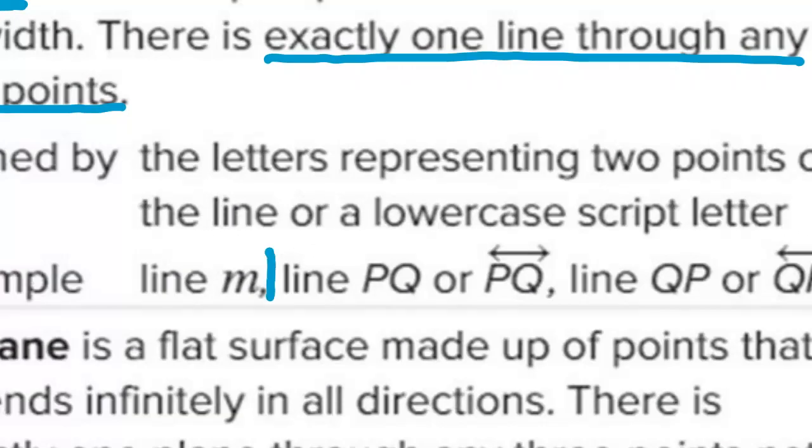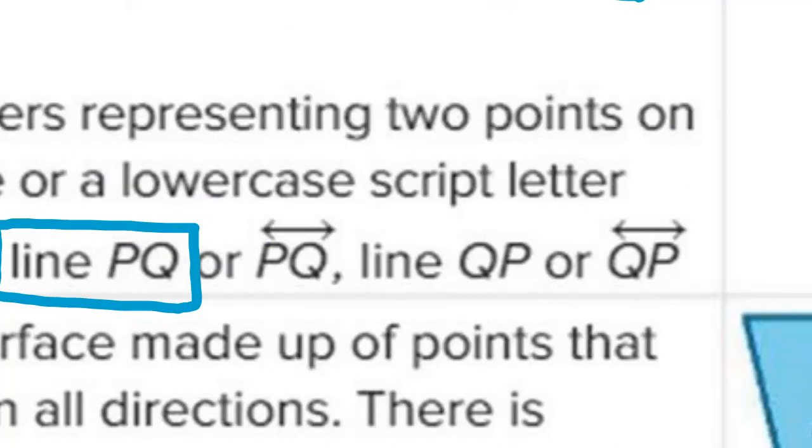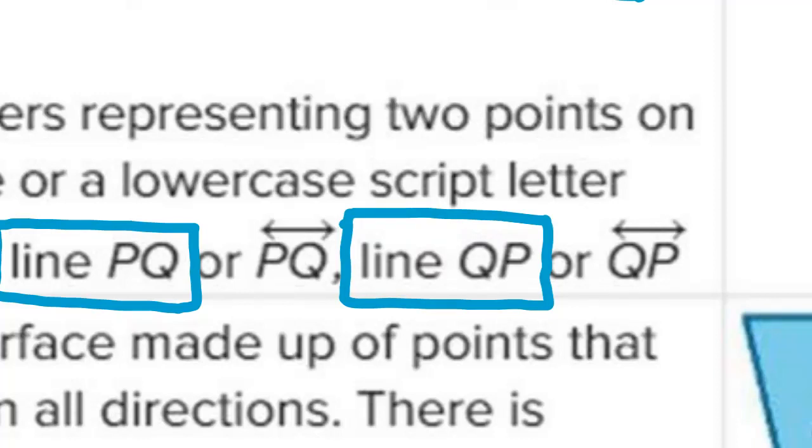You can either write out the word line and then name the 2 points. So we can call this line PQ. The order of the letters does not matter. So we could also call this line QP.